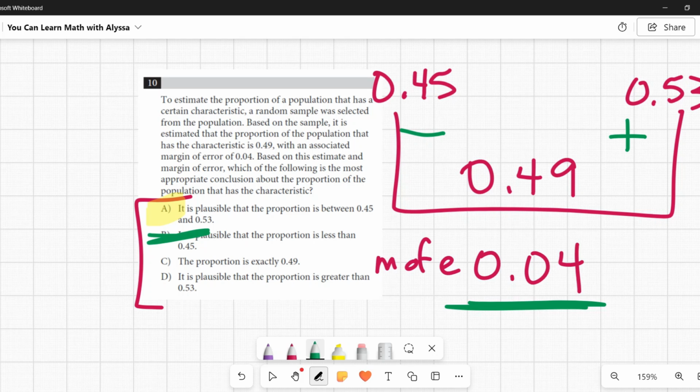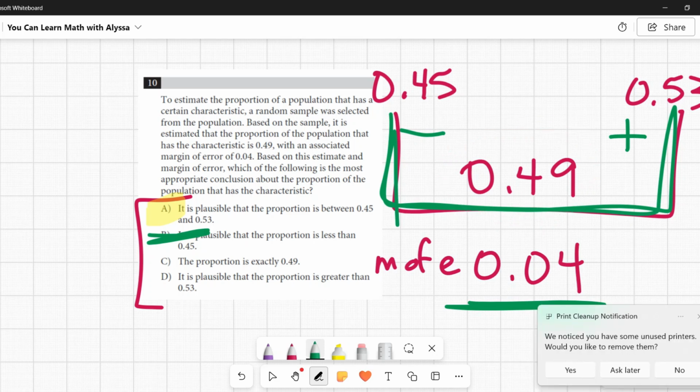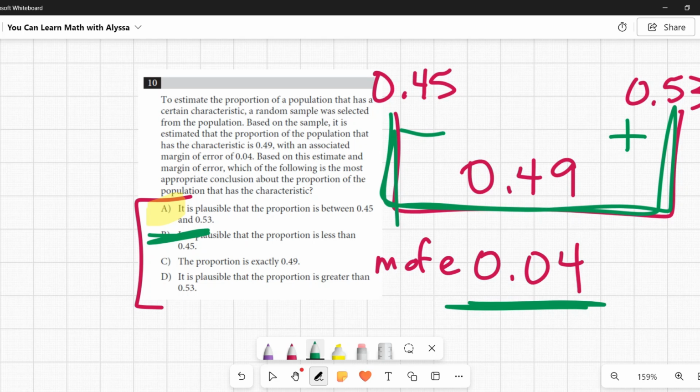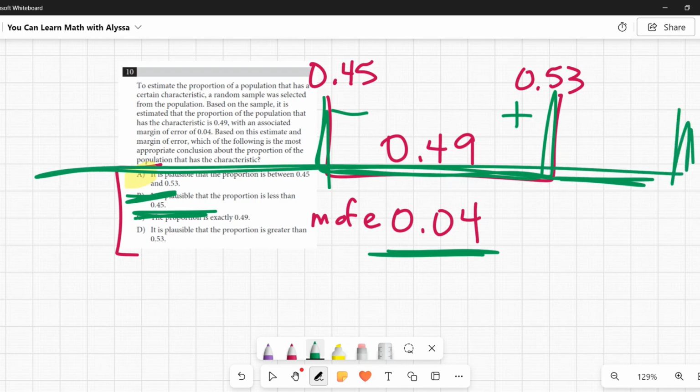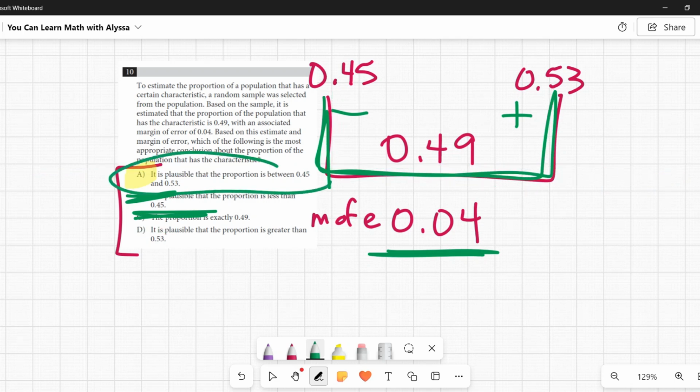C, the proportion is exactly 0.49. No, they have a margin of error. It could be anywhere in this bucket. It's not necessarily 0.49. So C is out. D, it is plausible that the proportion is greater than 0.53. Again, that would be over here if this is a long number line. Nope, it's supposed to be in this range. So D is out, and my first one, which I said looked correct, is correct. It is A. It is plausible that the proportion is between 0.45 and 0.53.